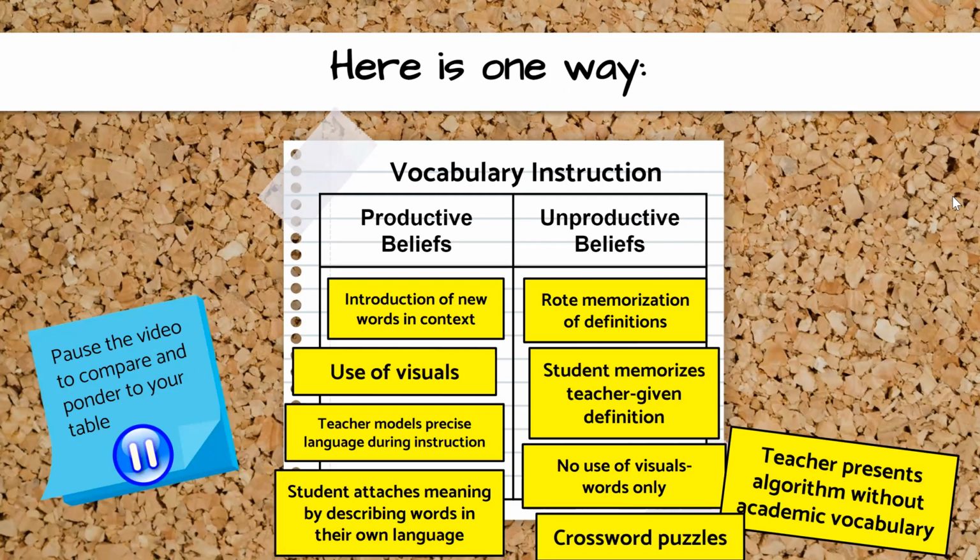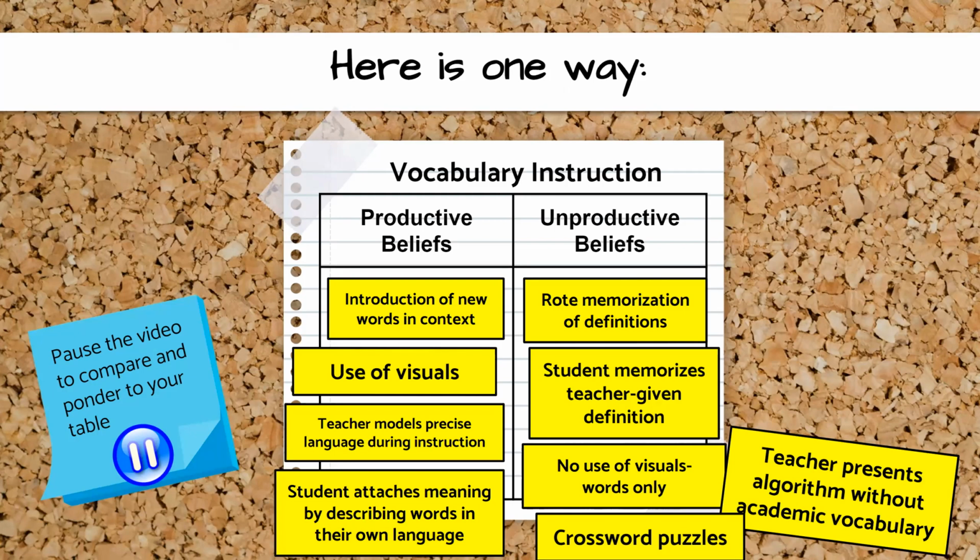All right, here is one possible way that you could have sorted these 2 ideas into groups. This is not necessarily the right answer or the only way, but it is a possible example. We have chosen to sort ours into productive beliefs about vocabulary instruction and unproductive beliefs about vocabulary instruction.